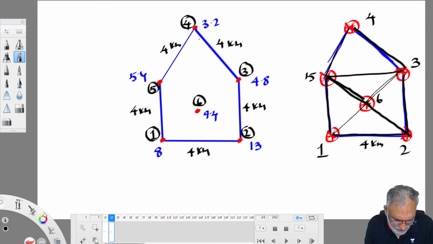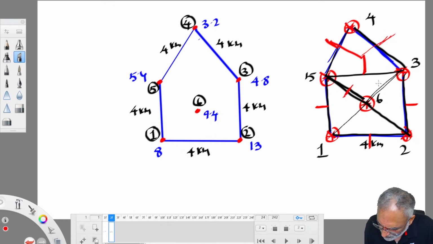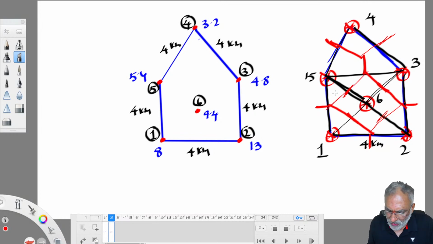Now I will draw bisectors. This is the bisector for this station. Center and perpendicular, center and perpendicular, center and perpendicular. So we know how to draw bisectors for an equilateral triangle. If you join them, center and perpendicular, and smoothly extend, they will join like this.